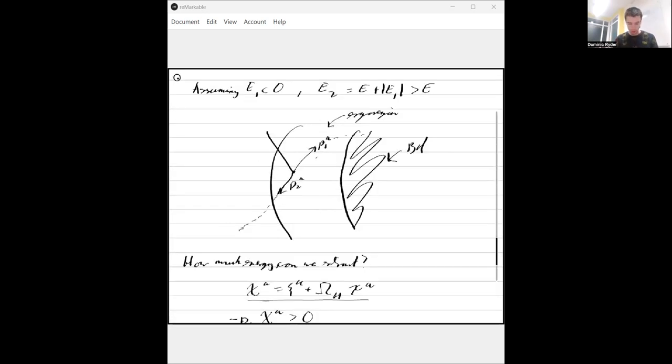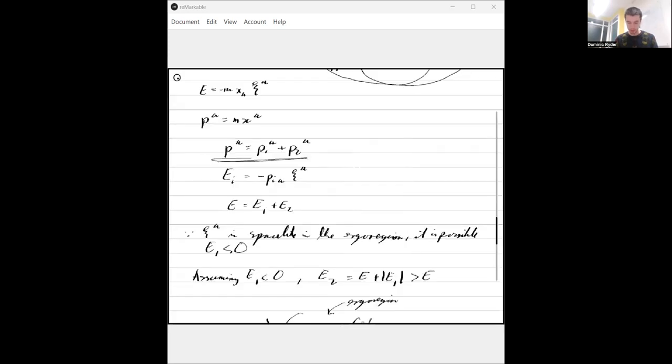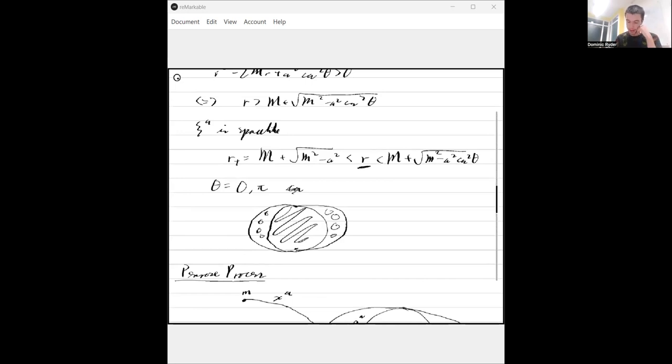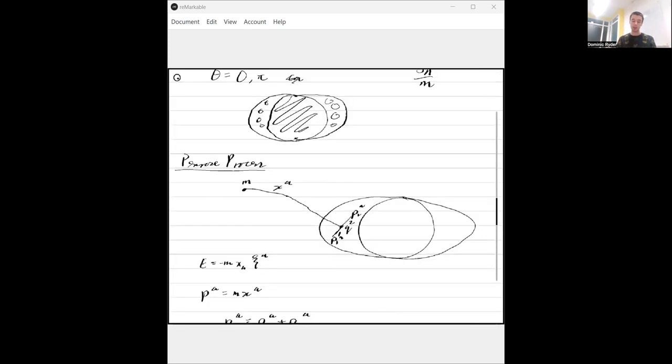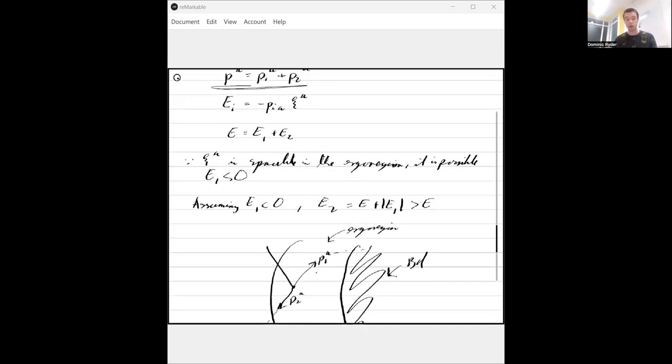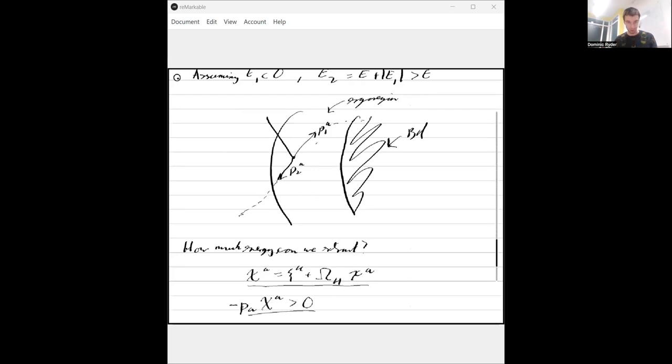Now going up to our equation for the ergo region again, remember that a is J over M, so it's the angular velocity. So if you're reducing the angular momentum of the black hole, you're also reducing this a term. And so you're going to be shrinking the ergo region. And eventually, if you apply the Penrose process enough times, you're going to take away all the angular momentum from the black hole.